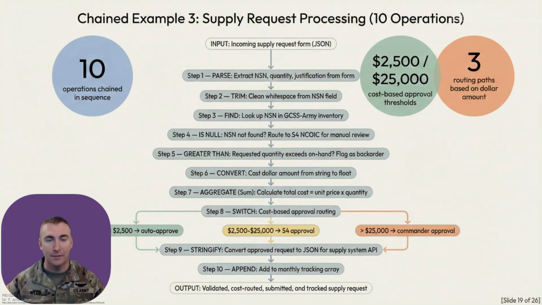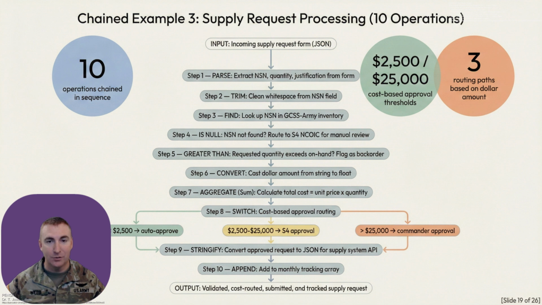10 operations. 3 routing paths. This is the most complex chain in the class. Parse the incoming form. Trim the NSN. Look it up in inventory. Check for null. Compare quantities. Convert the dollar amount from text to number. Calculate total cost. Then switch. Under $2,500 auto approves. $2,500 to $25,000 goes to the S4. Over $25,000 goes to the commander. Stringify for the API. Append to the tracking log. Every step and every branch is right here.